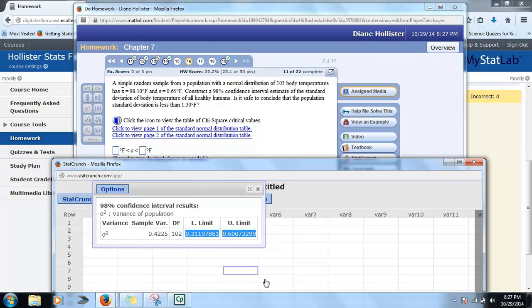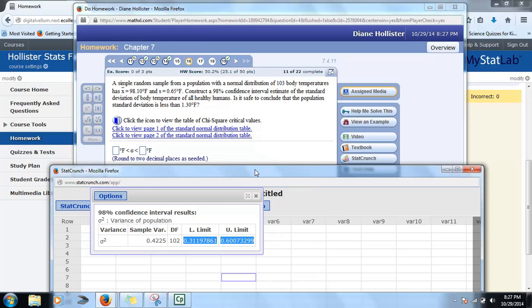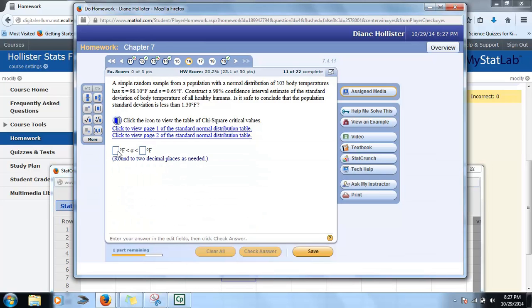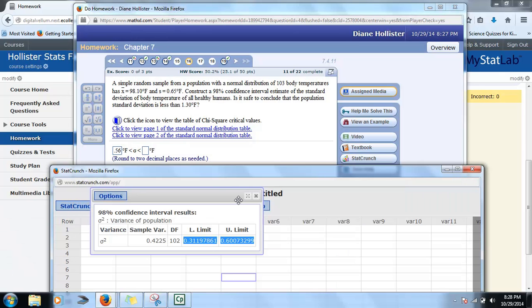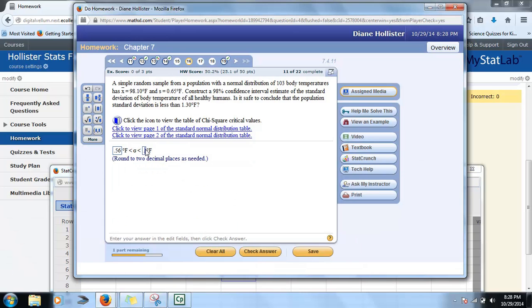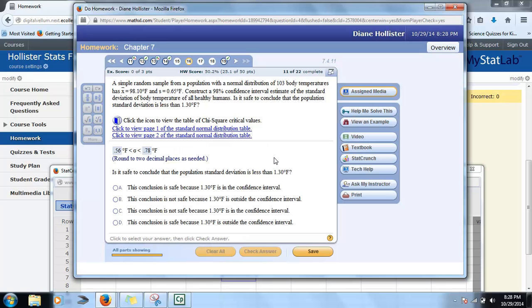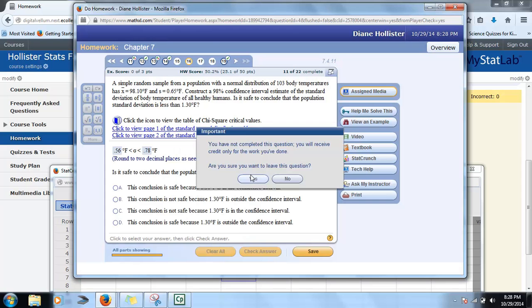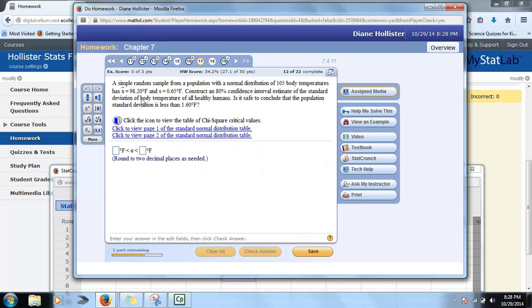We're going to type in the square root of 0.3119781, and the computer asked me to round to 2 decimal places. So that would be 0.56, and then the square root of 0.600, 0.78. So again, I need to take the square root of both of those, check my answer. Please be careful with your rounding. That is a common place for students to make errors. And then go on to answer the concept questions.